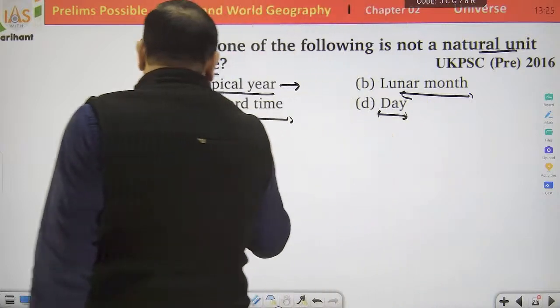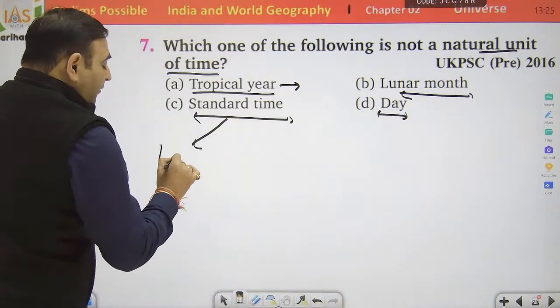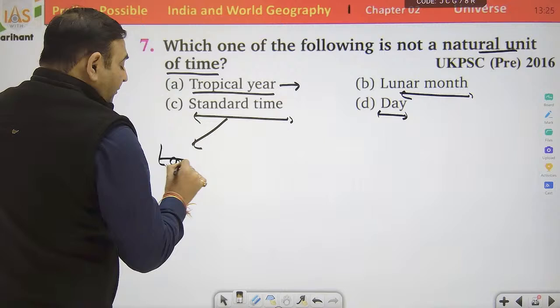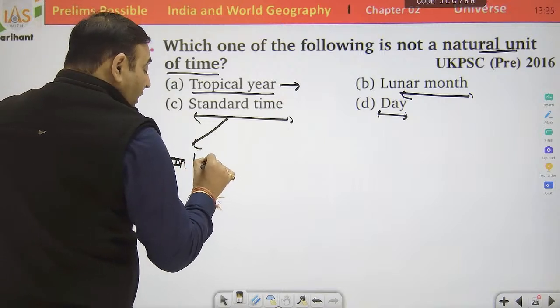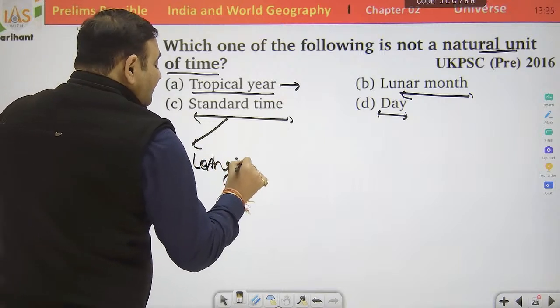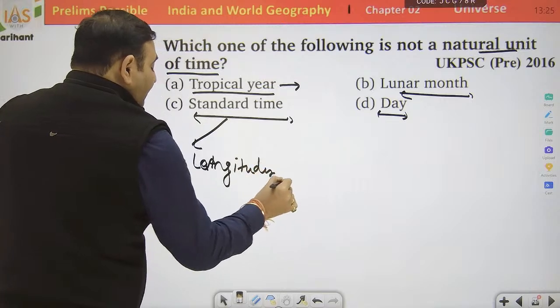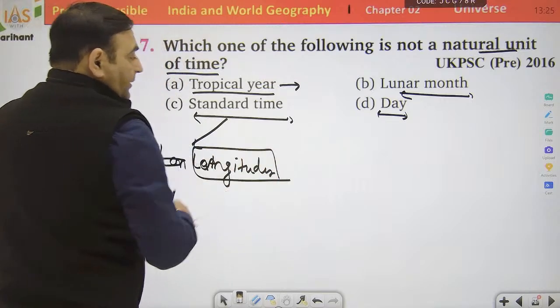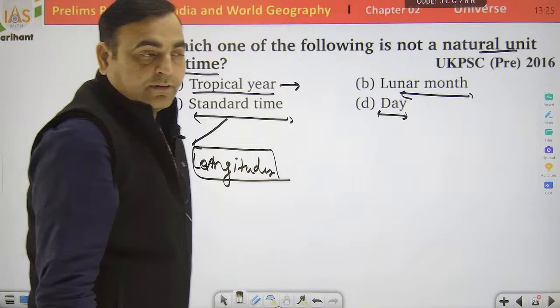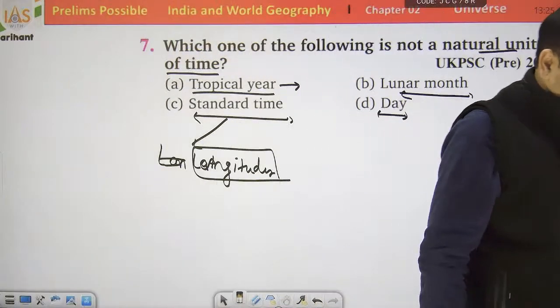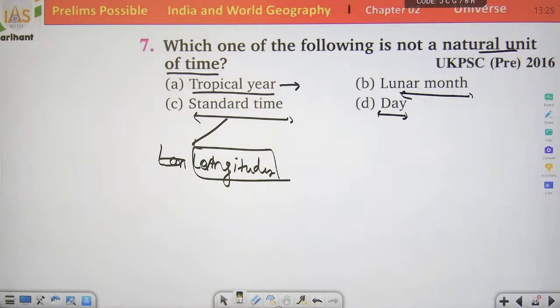Standard time is measured on the basis of latitudes. Sorry, longitudes. On the basis of longitudes. Am I clear, everyone? Is it clear?